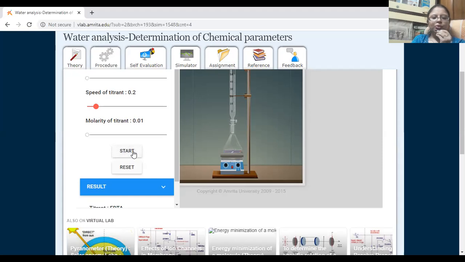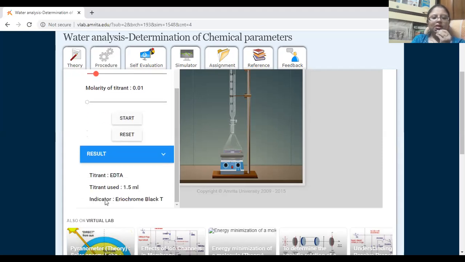So it turns blue. So I am stopping the titration. Now see, titrant used is 1.5 ml. So I am going back to my original slide. From here you are getting the volume of disodium EDTA you require for the titration.